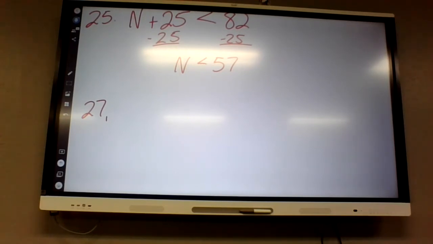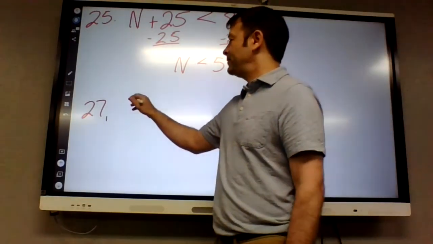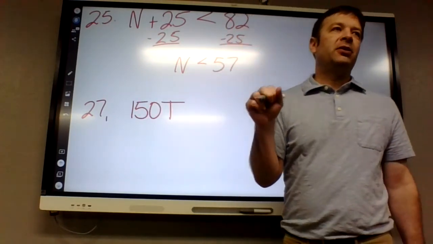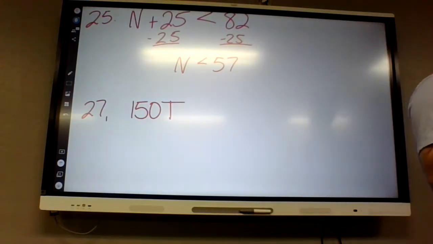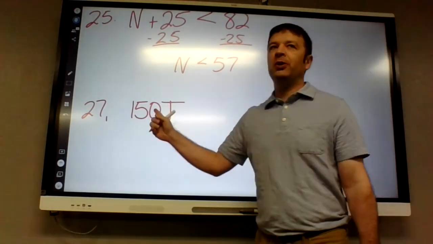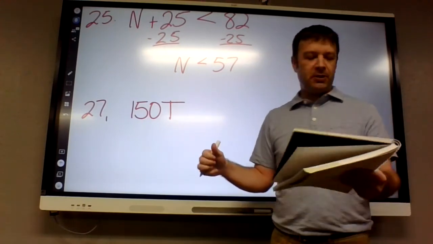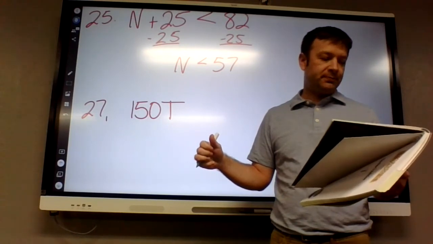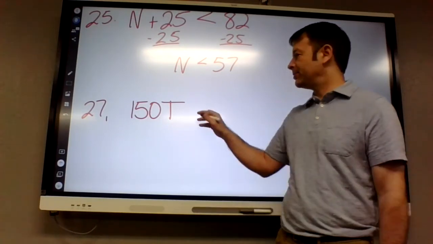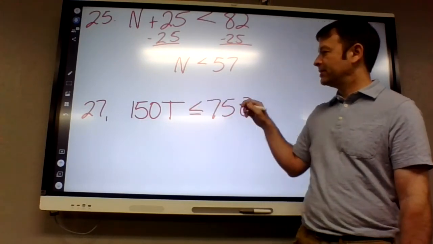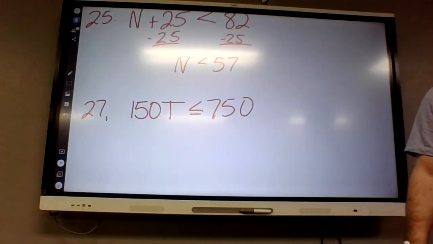How could we represent the weight of the teenagers? 150 times T, the number of teenagers. Is that going to be smaller or bigger? We want their weight to be at most 750. So what would the symbol be? Less than or equal to 750. That's the answer.